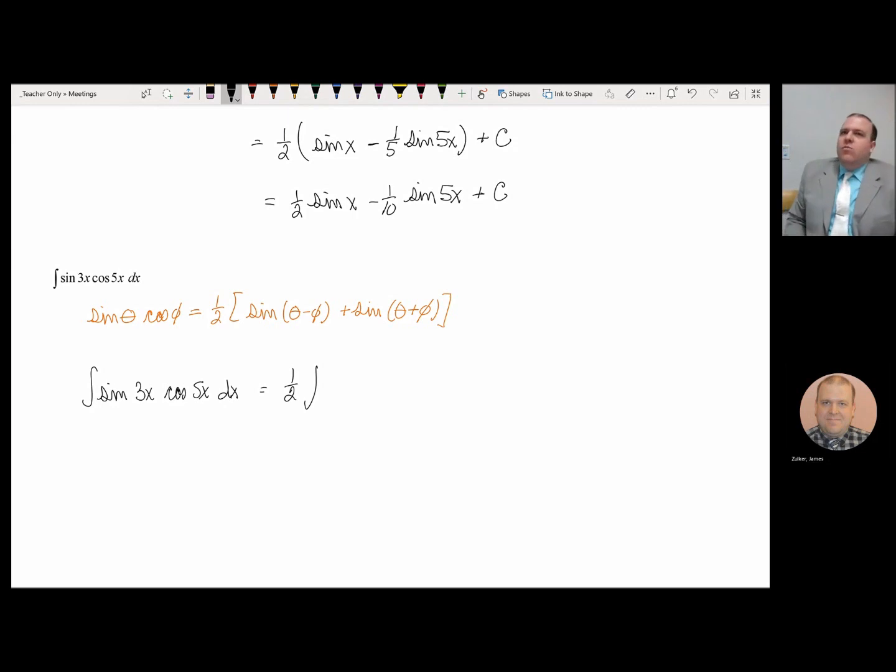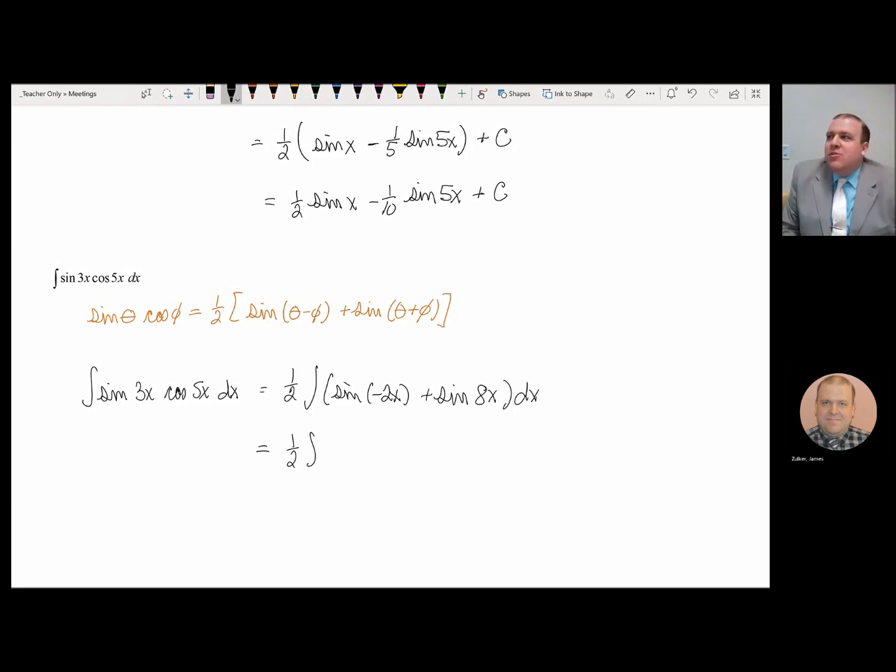Got the 1/2. And so we'll have sine of 3x minus 5x, negative 2x, isn't it? Plus sine of 3x plus 5x, sine of 8x. I really do not like taking the trig of a negative angle.